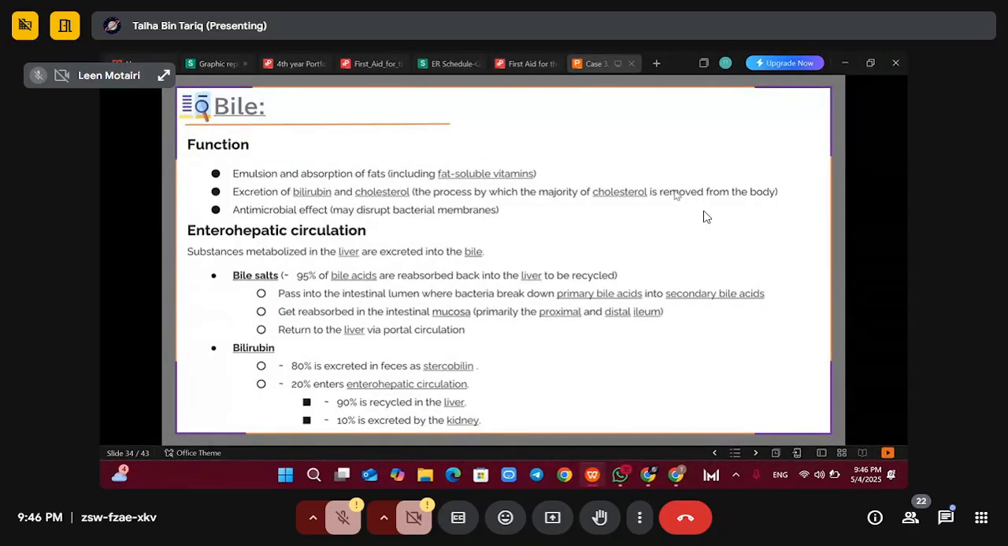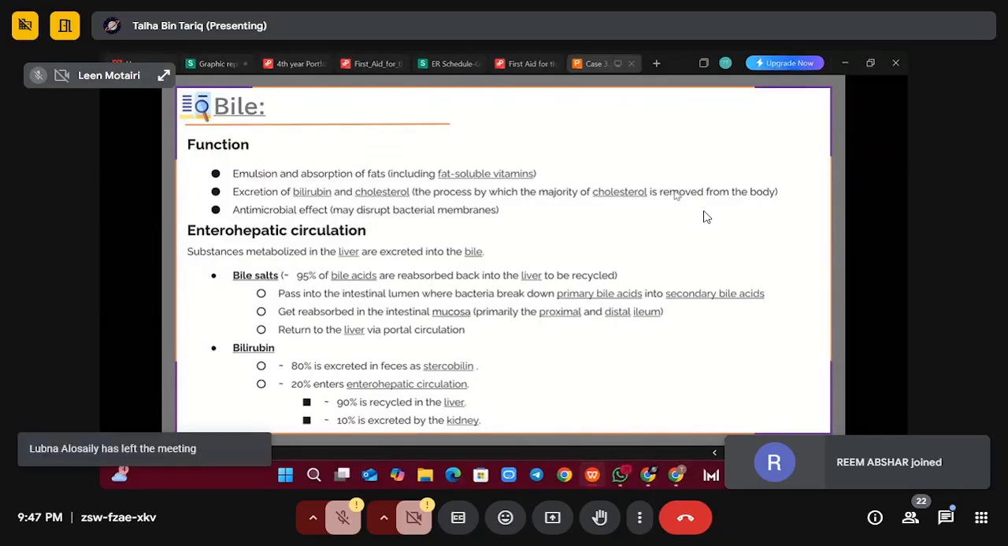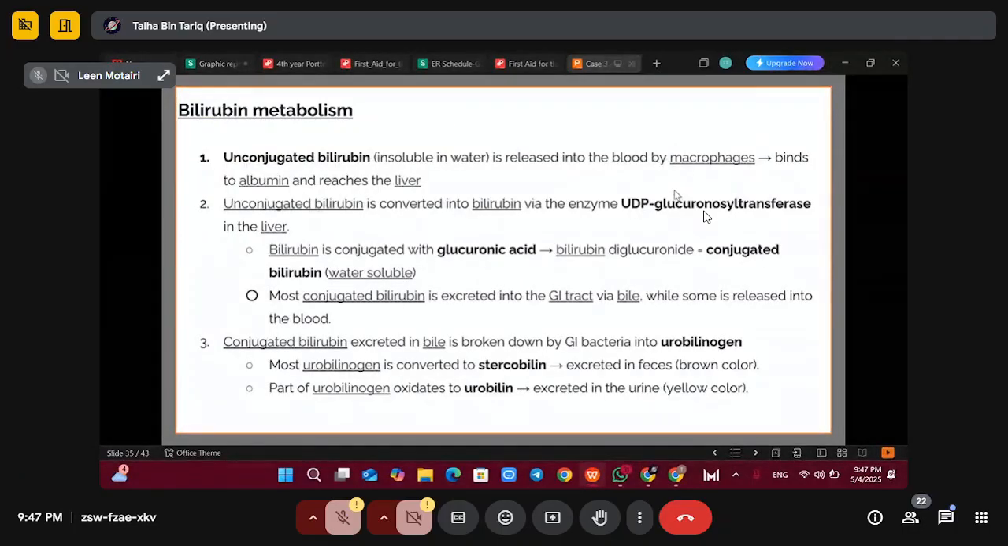Then you have bilirubin. Most of this is excreted in the feces as stercobilin, and approximately 20% enters into the enterohepatic circulation, and 90% is recycled in the liver, and 10% is excreted in the kidney. So I will show you a picture. It will be very easy after that.